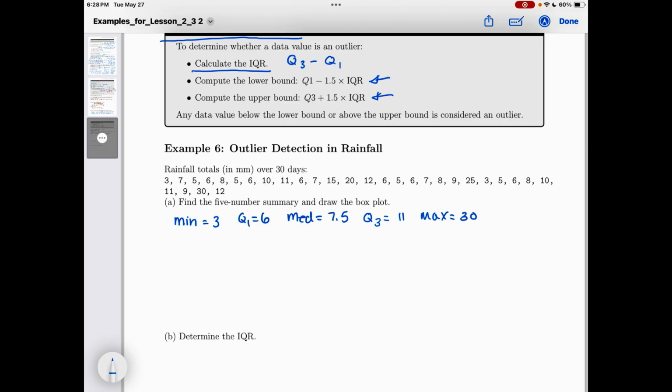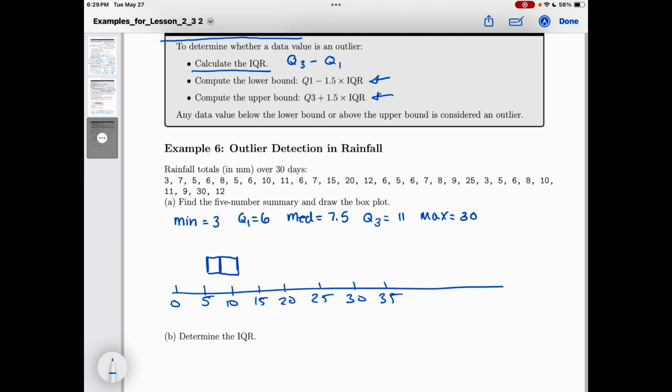Now that we have our 5-number summary, with a minimum of 3 and a maximum of 30, I'm going to draw my number line so that it goes from 0 to 35, on a scale of 5s. I'm going to draw my box first, and the length of the box goes from Q1 to Q3. So that's going to go from 6, about right here, to 11, about right here. So there's the box.